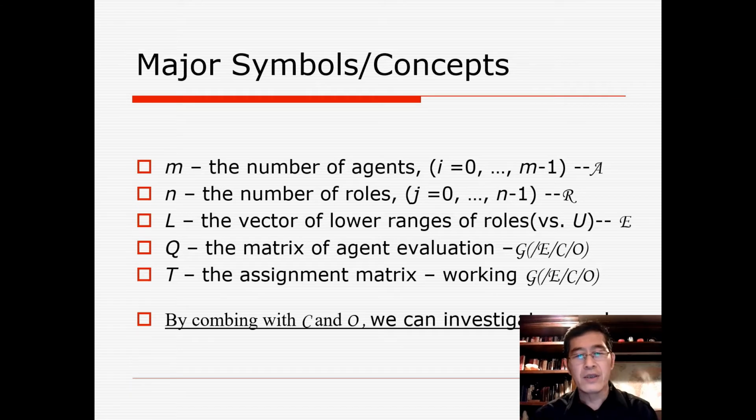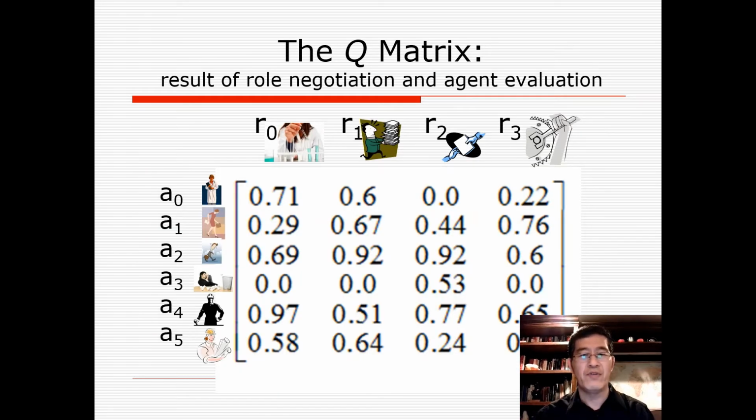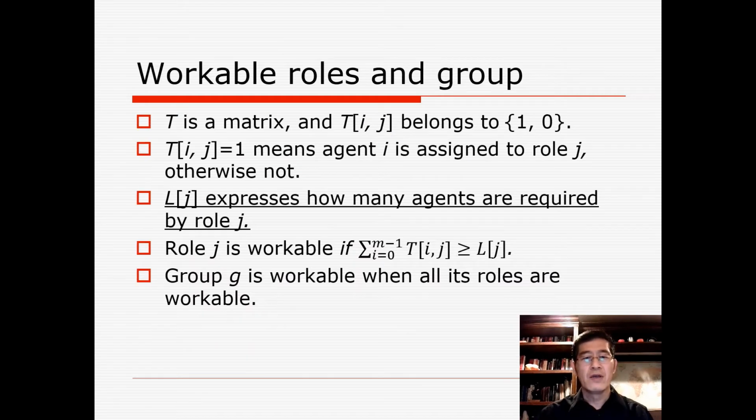So here we do not care about classes and objects. They are used in an environment, and they can be used in agent evaluation. So this is an example of a Q matrix. Say there are 6 agents and 4 roles. I use numbers from 0 to 1 to express this, and I call it the qualification matrix. These are the qualifications.